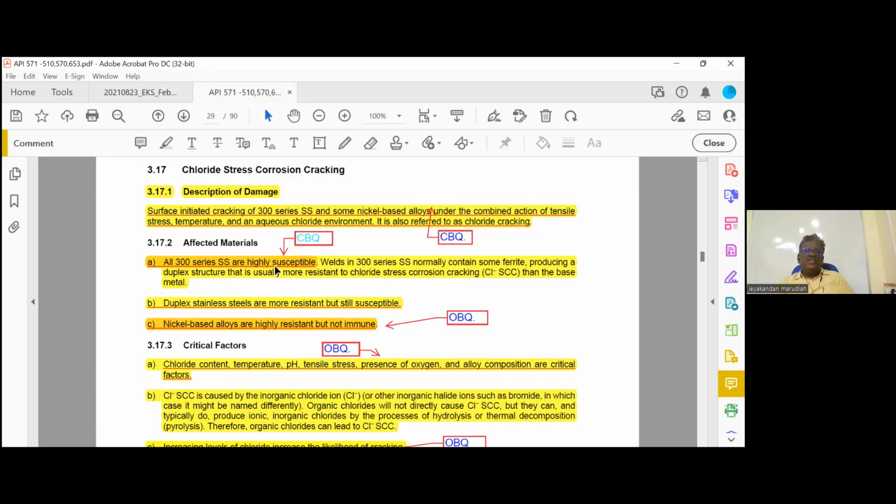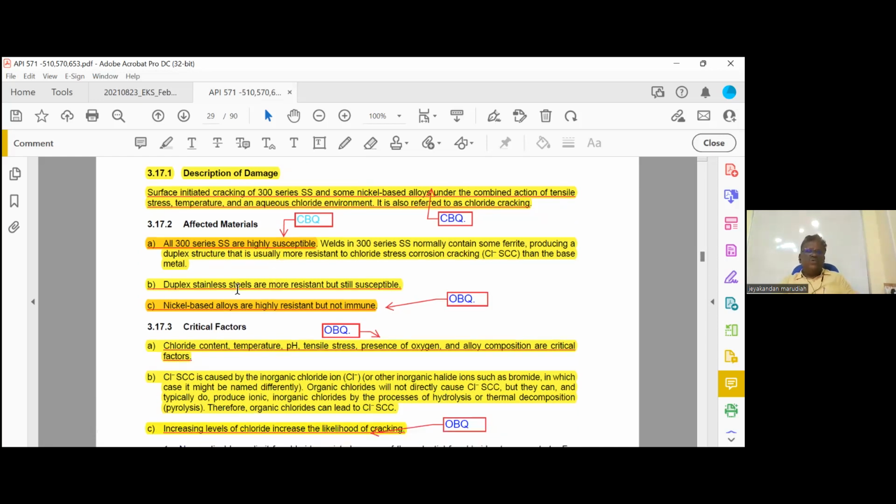All 300 series SS are highly susceptible. That is a closed book question. Last exam also asked. B: Duplex stainless steels are more resistant but still susceptible. Nickel based alloys are highly resistant but not immune. That is an open book question. That is important.